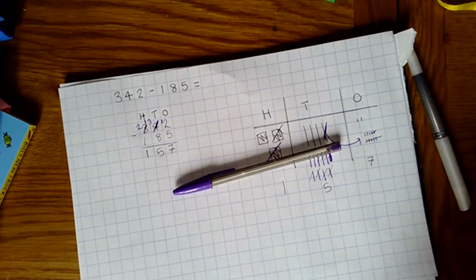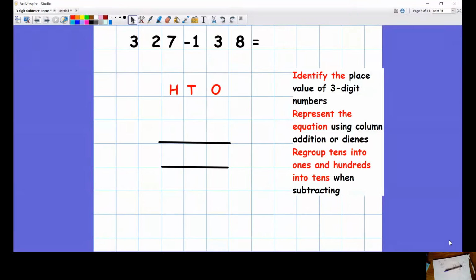representing it with Deans. So I'm just going to share my screen and we're going to do some examples on here. Here I have 327, and from that I'm going to subtract 138. My first starting point is placing my calculation in column subtraction, so I can see exactly what I need to do. So I'm going to have 327, 300, 2 tens and 7 ones, take away 138.